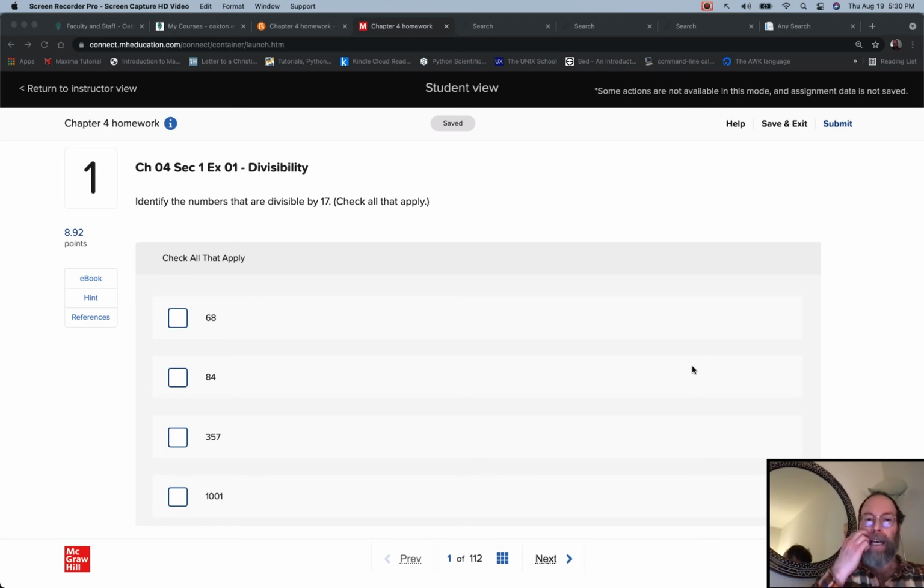Anyway, let's look at the first problem in chapter 1. This is a divisibility question. Identify the numbers that are divisible by 17. So how do we know if a number is divisible by 17? Well, you have to use the mod or modulo function, and in traditional programming languages like C, C++, Java and Python, it's usually represented by the percent symbol.